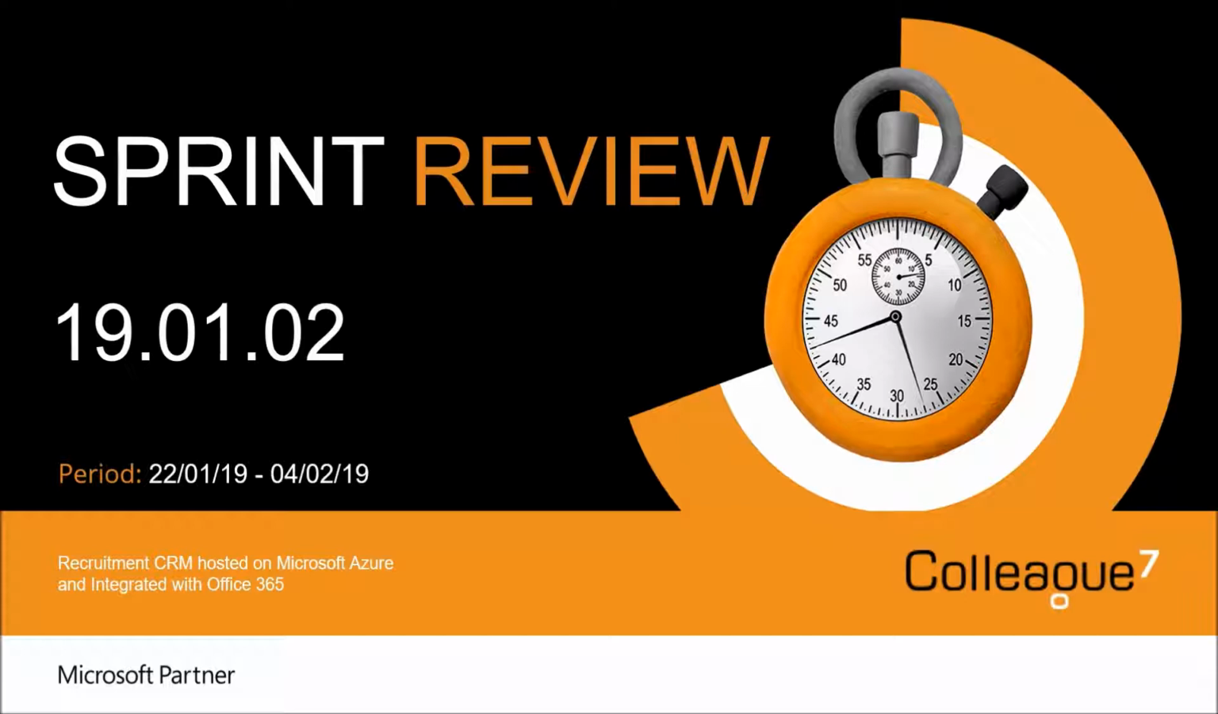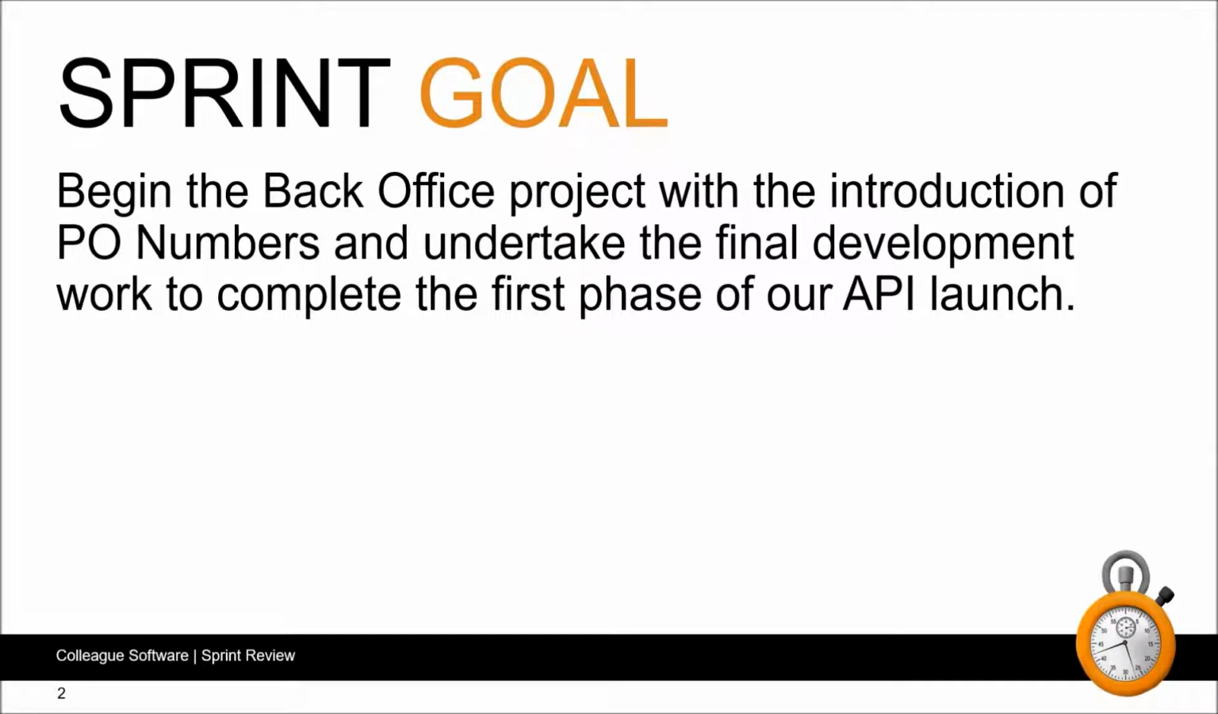This will cover the work undertaken between the 22nd of January to the 4th of February. Starting with the sprint goal, for this sprint our plan was to begin work on the back office project with the introduction of PO numbers and to undertake the final development work to complete the first phase of our API launch.